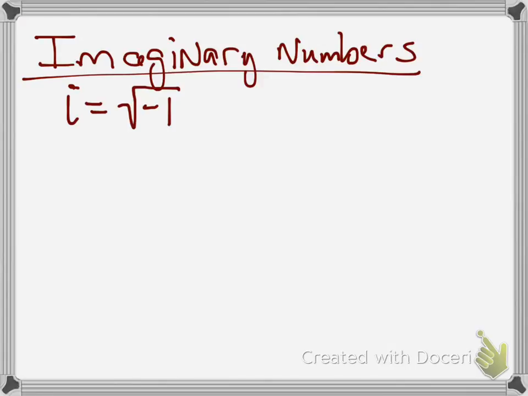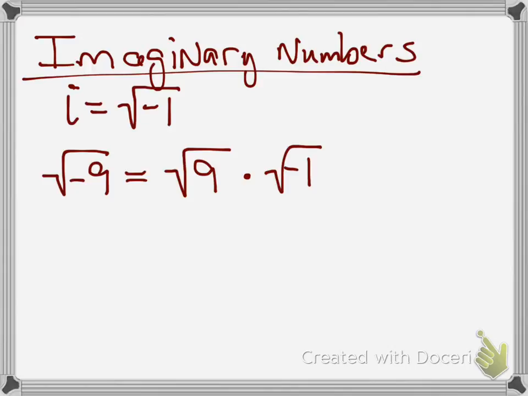So to have a square root of a negative number, such as negative 9, before you would have just said there's no real answer. It's an imaginary answer. So we split this up and say the square root of 9 and the square root of negative 1. Well, the square root of 9 is 3, and now we say the square root of negative 1 is i. So the square root of negative 9 is 3i.